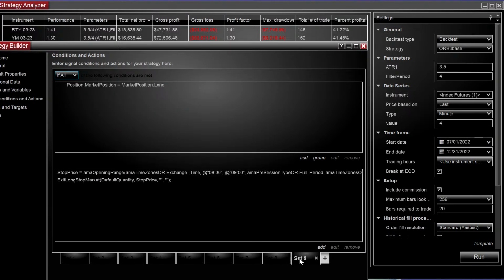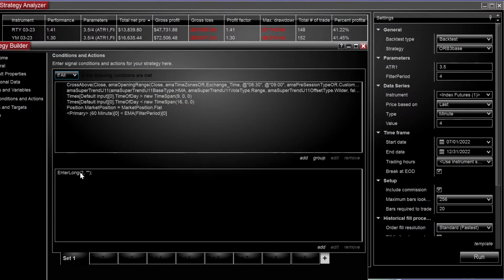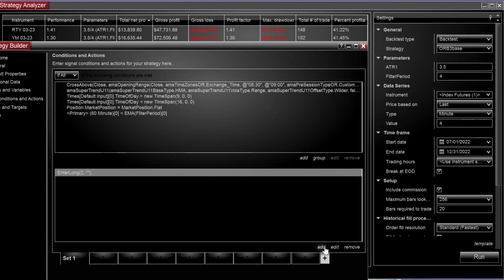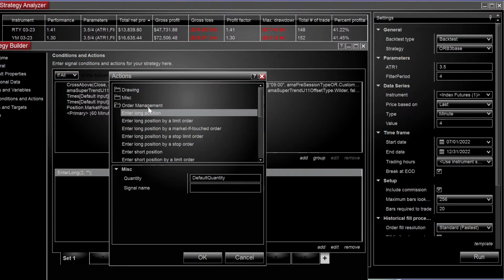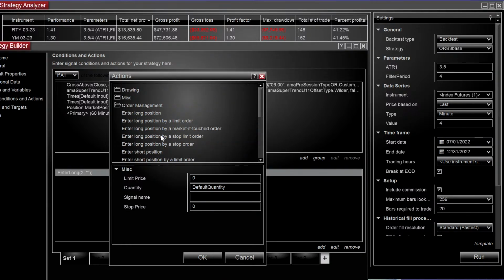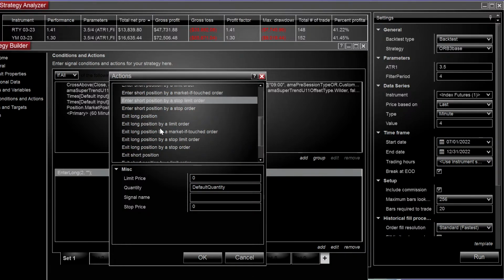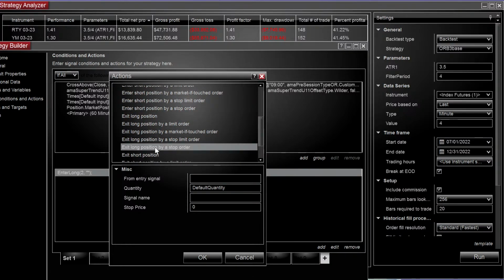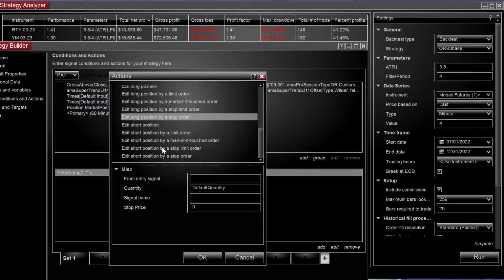Whereas in... Oh, not this, the limit. Just set stop loss. It's not the limit order. Does that make sense? Under order management, there's only two options here. You have the stop order and the stop limit order. The exit long, let's see. There's no set stop loss under order management. Go down. No, there isn't.